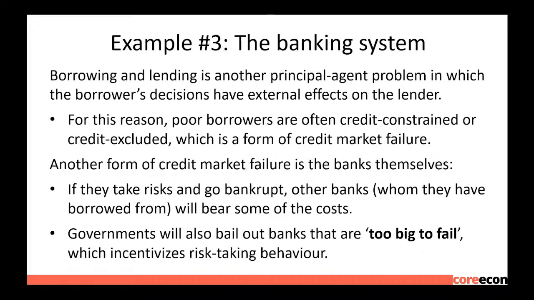Another form of credit market failure, relating to this stock market crash, is actually the way banks operate themselves. If banks take risks, or say investment banks, and go bankrupt, other banks whom they have borrowed from will bear some of the costs, right, because of this interconnected nature of interbank loans. Governments will also bail out banks that are so-called too big to fail. We have seen that with Merrill Lynch and all the big players that were in trouble back in 2008. But of course, these big players can anticipate this kind of behavior on the part of the different administrations. In fact, that was the case with the Obama administration. They saved the day without asking too many questions and too many strings attached. This in turn incentivizes risk-taking behavior on the part of banks.